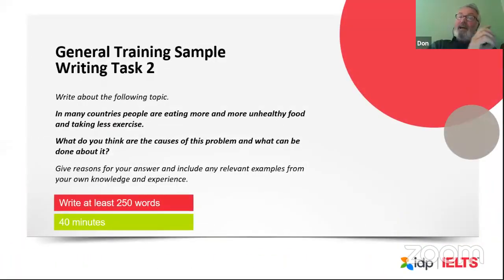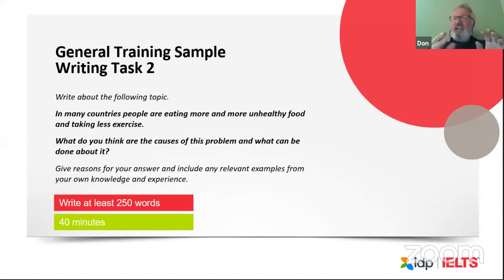Remember I said that academic task 2 and general training task 2 are very similar. Well, here is an example of a general training task 2, and you'll see the format is the same for task 2 in academic. You are given a statement. Here, the statement is, in many countries, people are eating more and more unhealthy food, and they are taking less exercise. Statement. Then response. What are the causes of this? And what can be done about it?